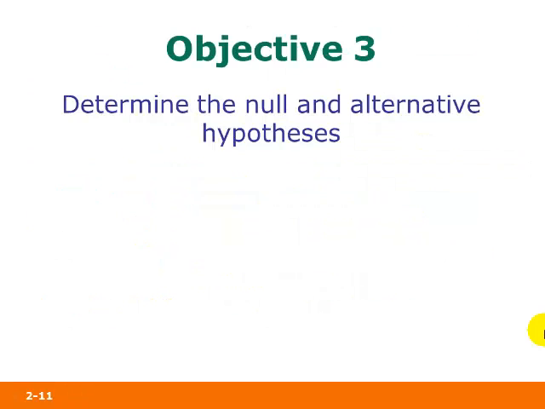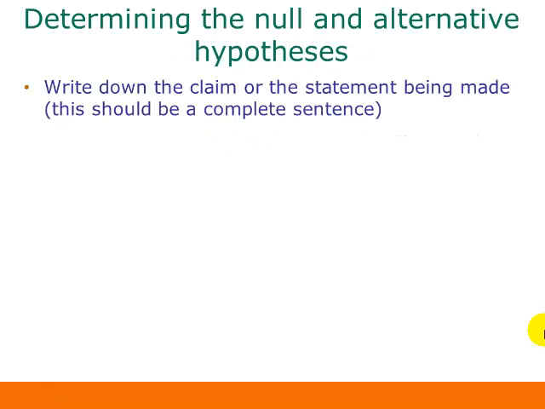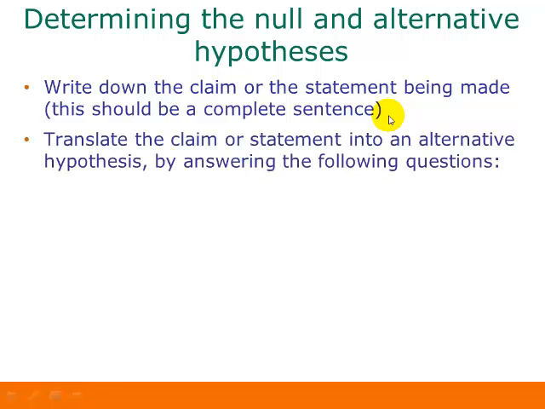Objective 3 is to determine the null and alternative hypotheses, because this is where we have to start with any hypothesis test. So in order to do a hypothesis test, we first have to have a claim or a statement that's being made. So the first step in finding the null and alternative hypotheses is to write down this claim as a complete sentence.